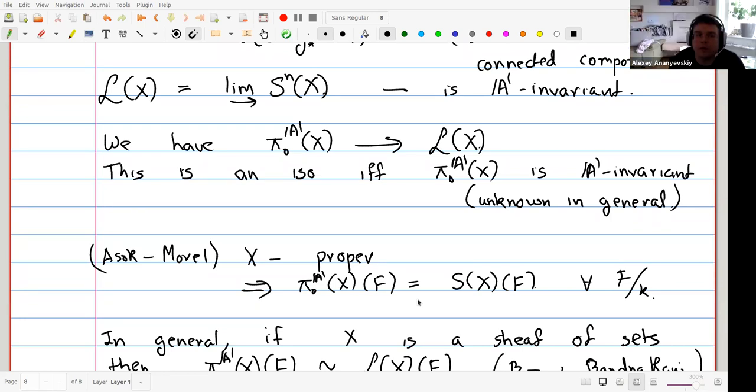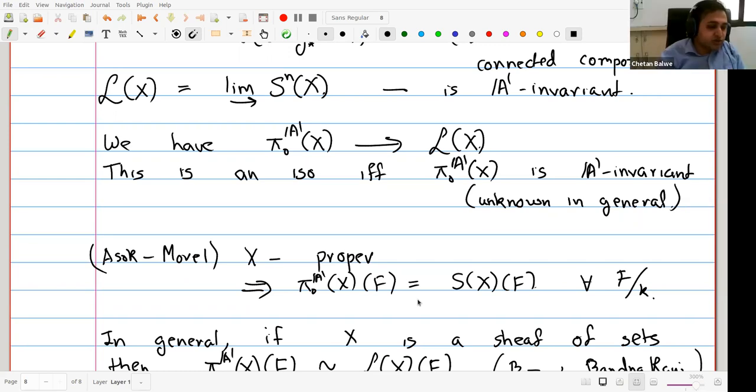Do you have a specific example where pi naught A1 is not a birational invariant? Yeah, so in fact, it's almost never a birational invariant. Take a curve of genus greater than zero, and take some P1 bundle over that. And you blow it up at one point. The blow-up and the thing below will have different pi naught A1. That's all I have to say. Okay. Thank you.